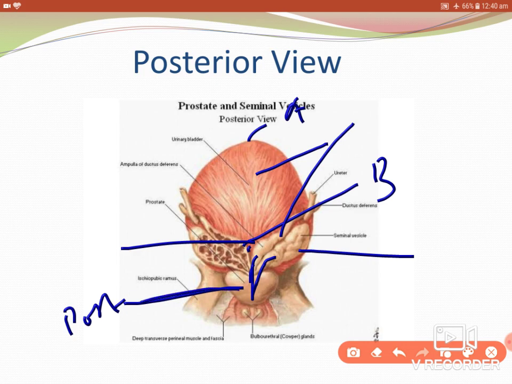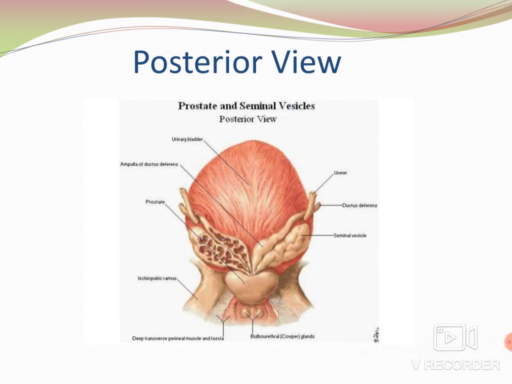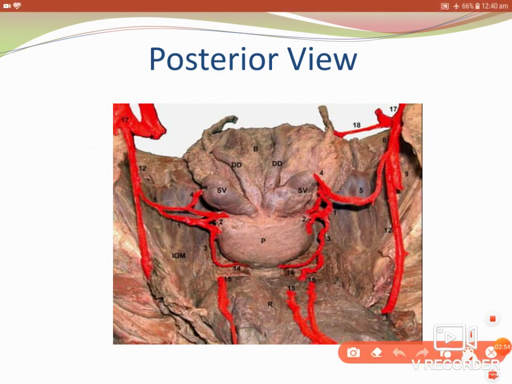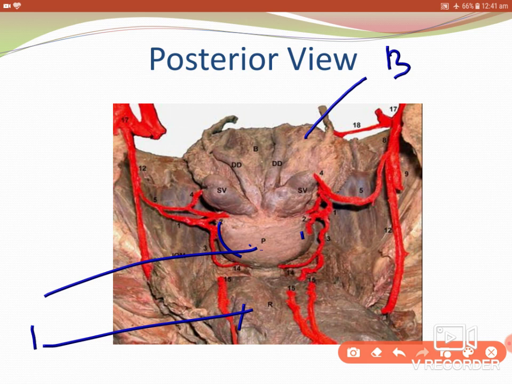Then this is the prostate. This is also a posterior view of the prostate, viewed from behind. This is the urinary bladder. Here you can see the prostate, and this surface is the posterior surface. This is the rectum. This is the ductus deferens. This is the seminal vesicle.